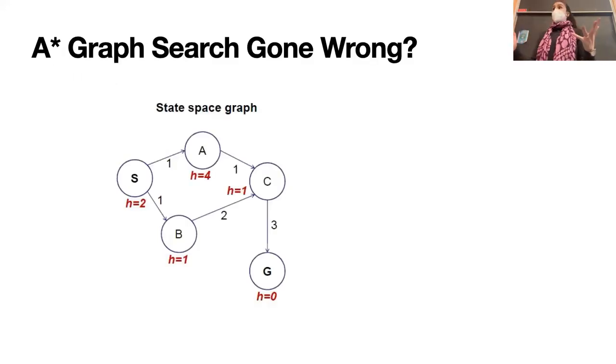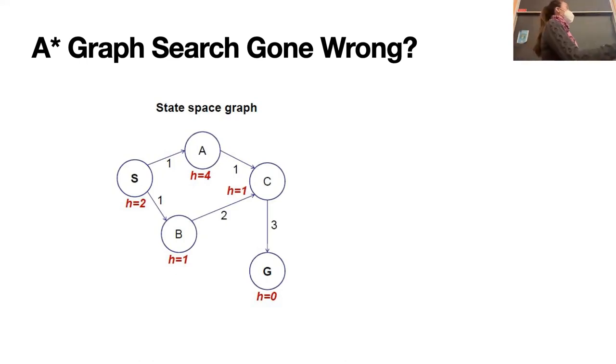So last time when you guys were here, I think this is the last slide that Professor Marinescu went over. We were talking about what happens when A star search has gone wrong. So last time you also talked about admissible heuristics, is that correct? Yeah. So what is an admissible heuristic?